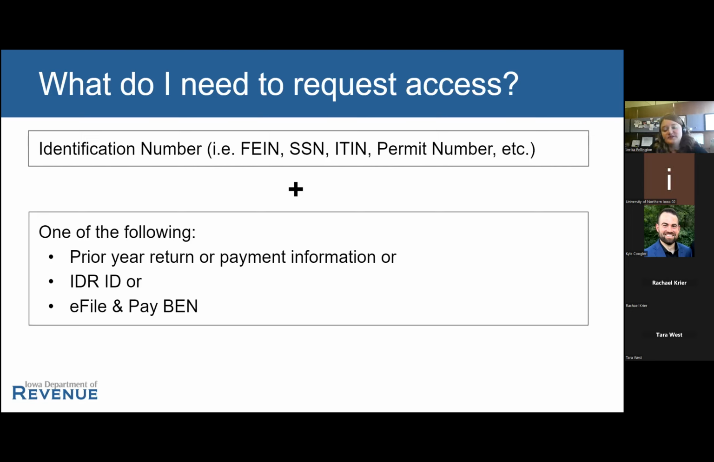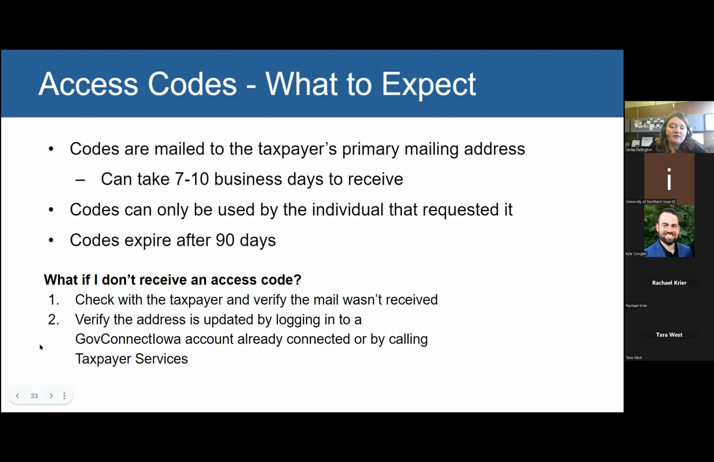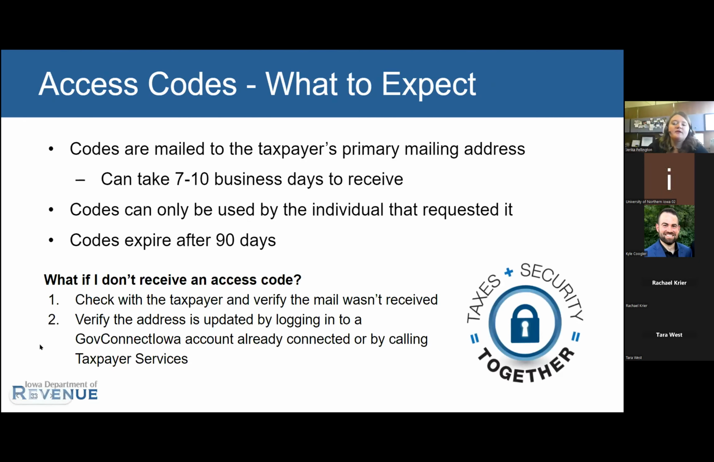So the secondary options include a prior year return or payment. It could include an IDR ID, which is a unique identifier that's issued by the department. And then it could be the business number that was used in e-file and pay. And then what would happen at this point is you'd be able to follow the on-screen prompts to submit this request, and then you'd receive an email through the GovConnect Iowa inbox with more information.